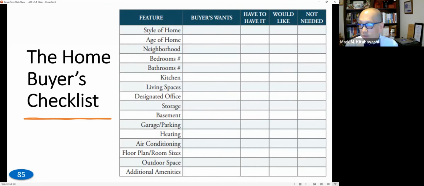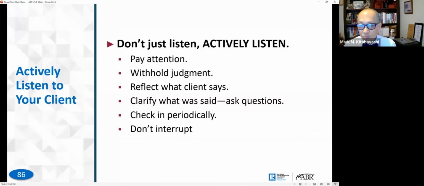What they want versus what they need could be different. Remember, we talk about the needs and wants. Actively listen to your client. Don't just listen, actively listen.